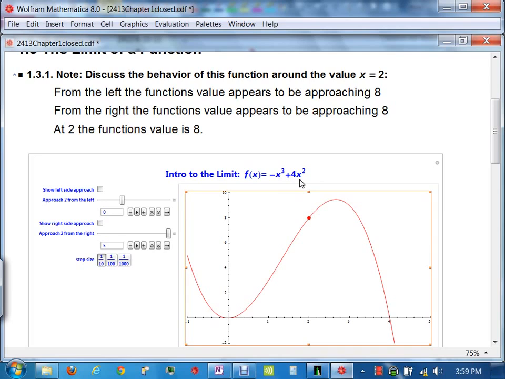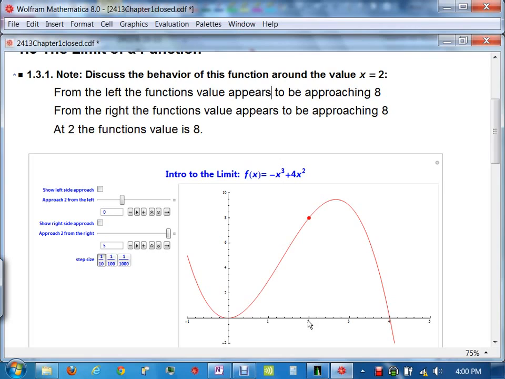Power would be just an x by itself, polynomial. So if we combine power functions together, we get polynomials. Well, it's a negative power. That's the same as 3 times v to the negative 1. But you could also say it's a quotient or a rational function, either way. Okay, so what is happening? Discuss the behavior of this function around, okay, that's the key word, around the value x equals 2.